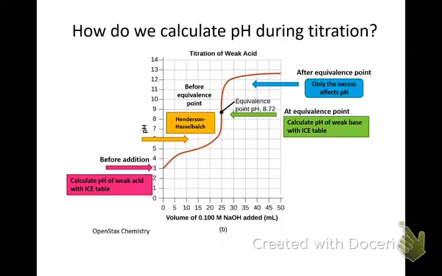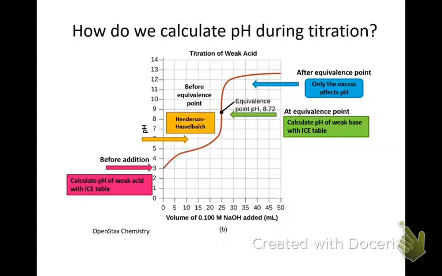Then we'll see when we start adding NaOH, but before the equivalence point, we will have partially neutralized our acid so that we'll have a combination of the weak acid form and the conjugate base form. That makes a buffer, and we can use the Henderson-Hasselbalch equation to calculate the pH of that mixture.